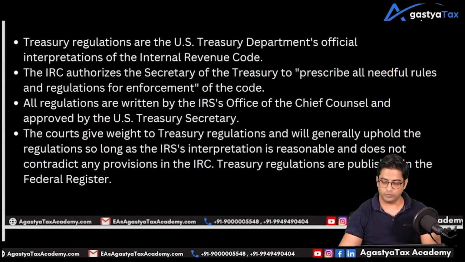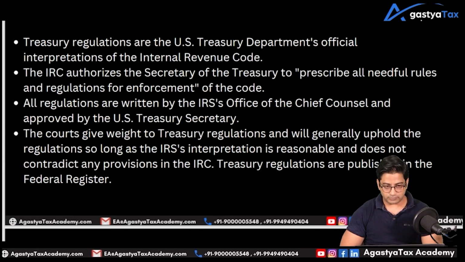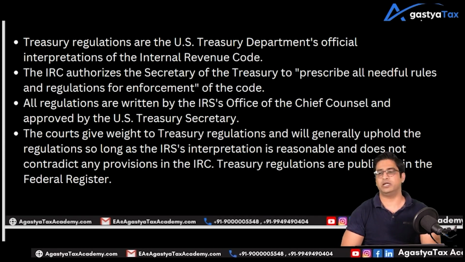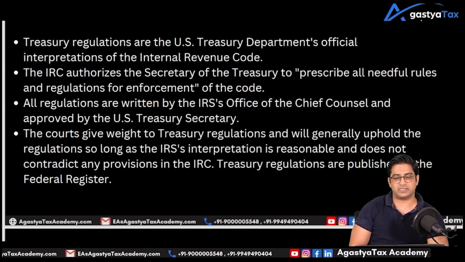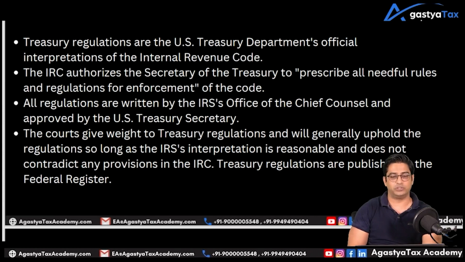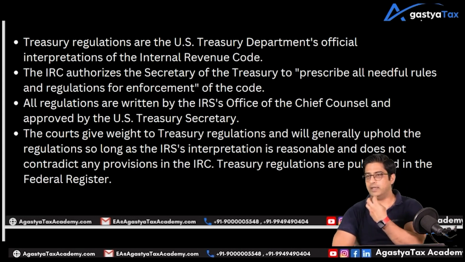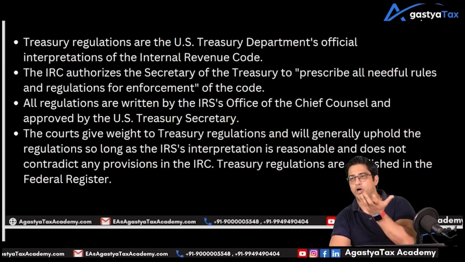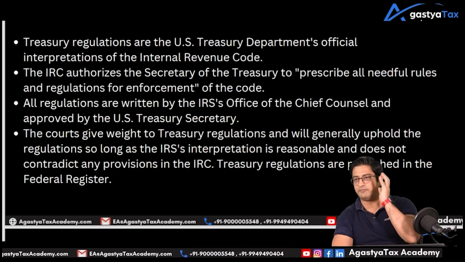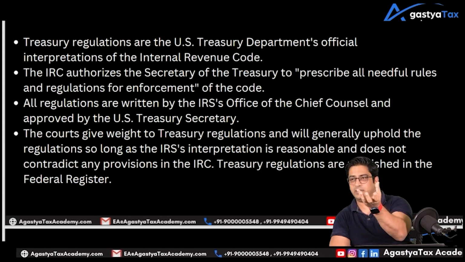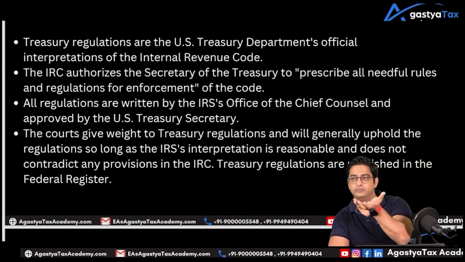So what we are trying to understand here is, when we are saying Treasury regulations, they are the US Department's official interpretation of the Internal Revenue Code. The IRC authorizes the Secretary of the Treasury to prescribe all needful rules and regulations for the enforcement of the code. So the IRC is the Internal Revenue Code that is prepared by Congress. Treasury regulations are the official interpretation. They prepare the IRC, and the Treasury Department interprets that particular code.